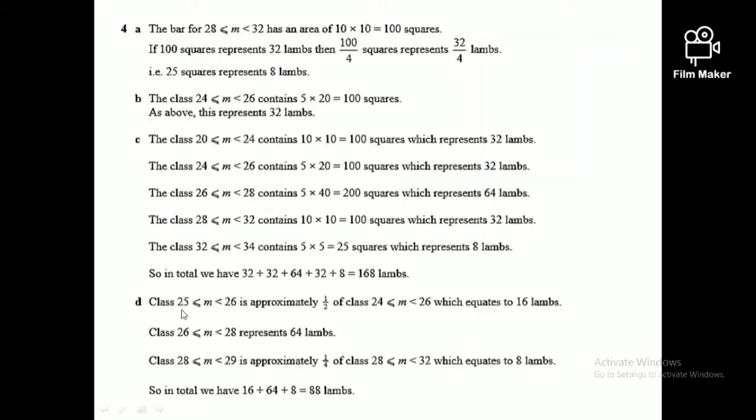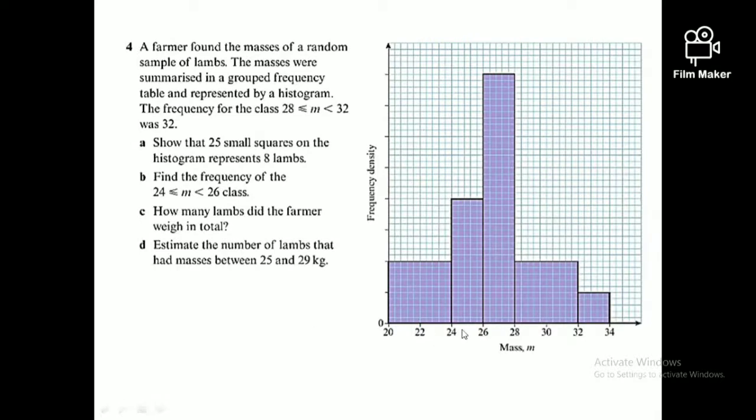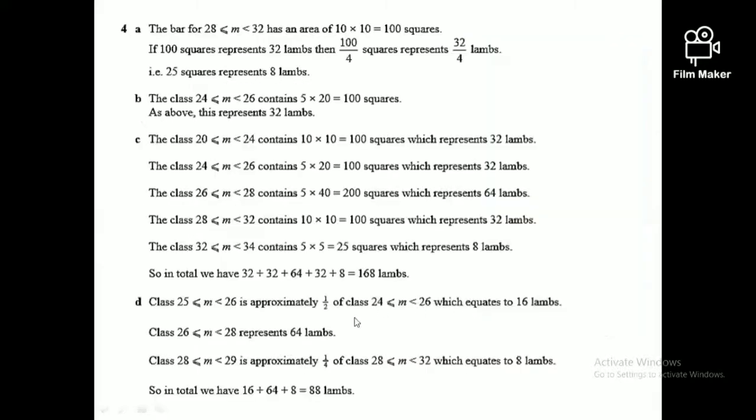We know that 25 to 26 is approximately half of this, right? Look at this, 25 to 26. You can say this is half of the graph, so it should be half of the area over here. We already found in the previous section that there are 32 in that category. That means in this category there should be 16 lamps remaining in this group, right?